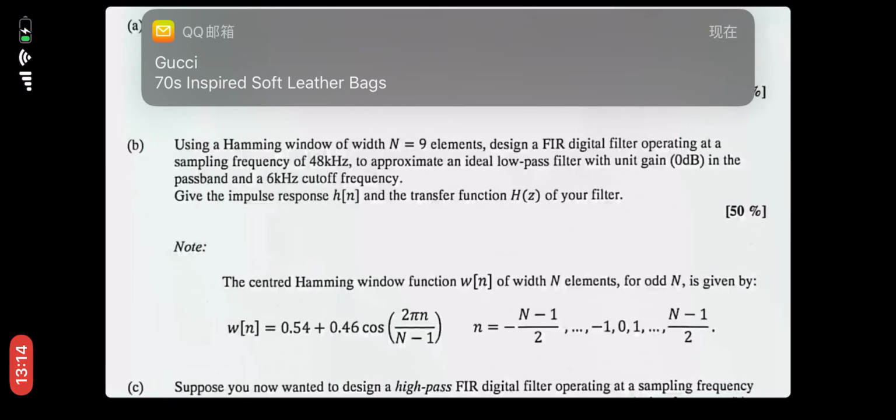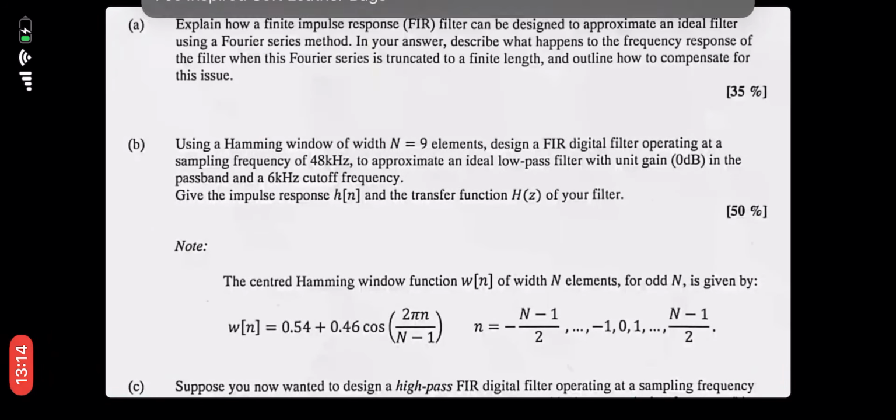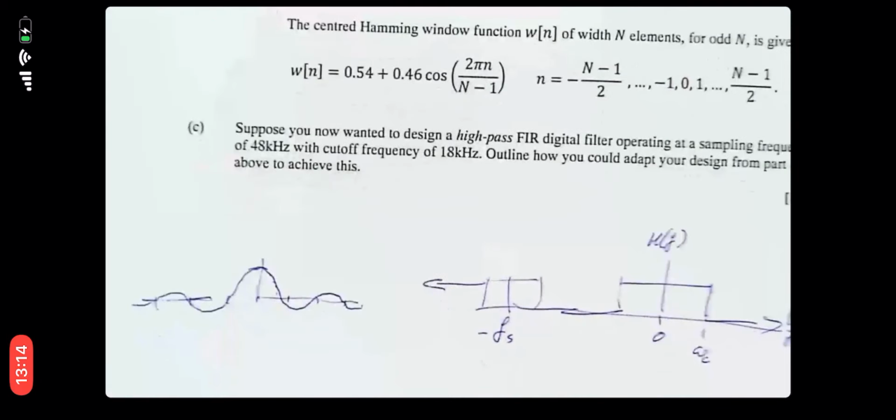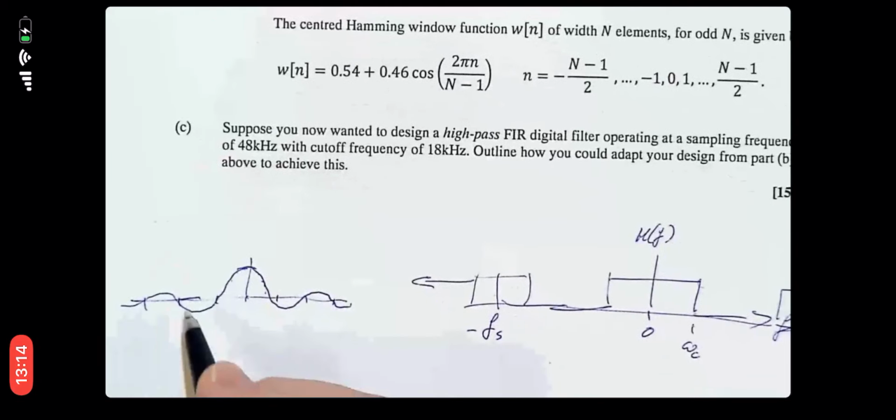So what happens to the frequency response of the filter when it's truncated? Let's have a look at our diagram down here. When we truncate the filter at some point here, what happens to the frequency response that we've got? Anyone further towards the back want to suggest what happens when we truncate the time delay?